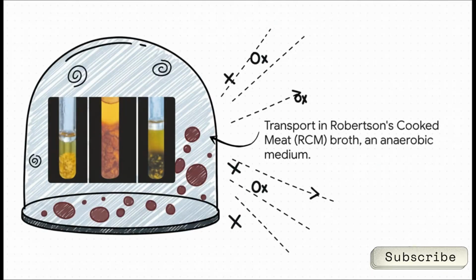We use this special stuff called Robertson's cooked meat broth. So, why this broth? Well, Clostridium species are what we call obligate anaerobes. That's a fancy way of saying oxygen is poison to them. Even a little bit of air can kill them off, and you'll get a false negative. This medium creates a perfect, cozy, oxygen-free ride to the lab.